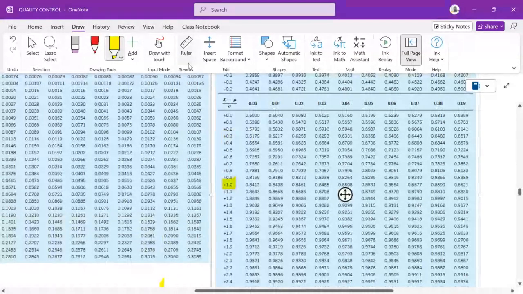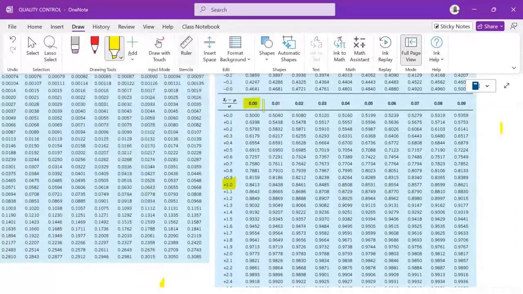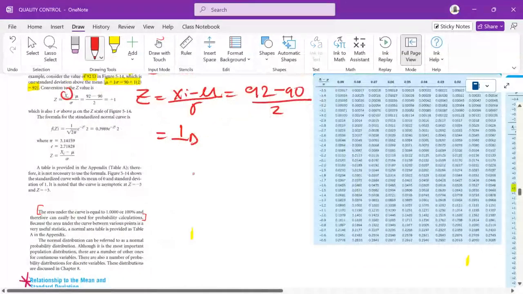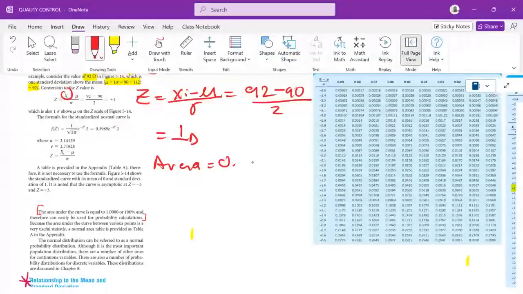These tables are going to be provided in every assessment that you're going to be taking with me. You need them because they help you to find the area. So for 1, you see the area there is 8413. So the percentage under that area is 84.13. So now we say area equals 0.8413. Then how do you represent that on a scale?